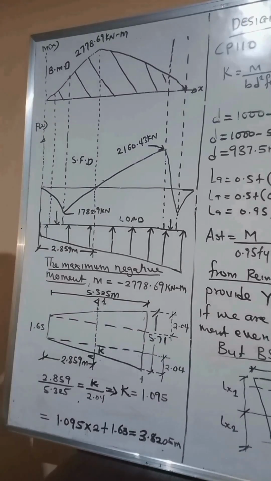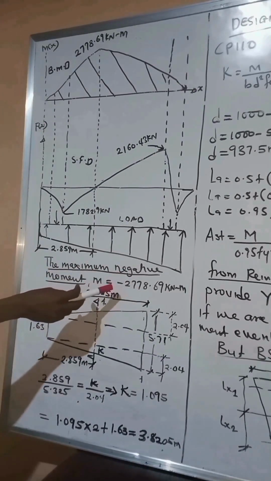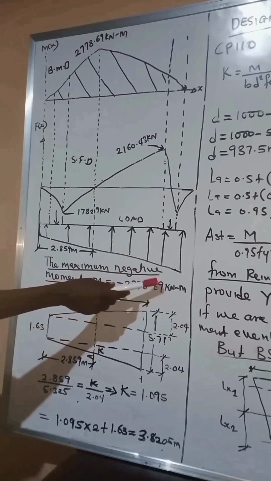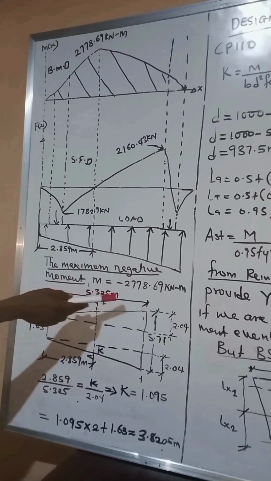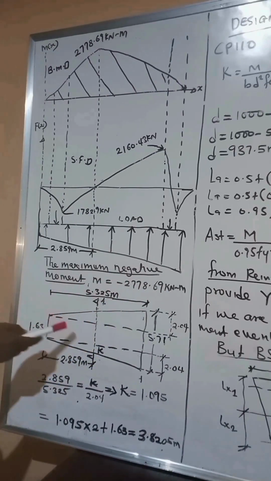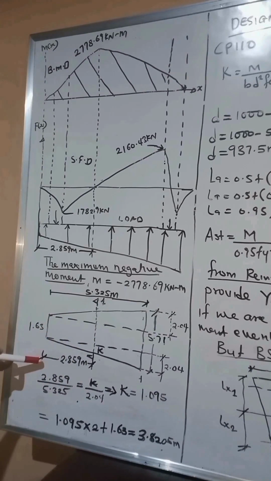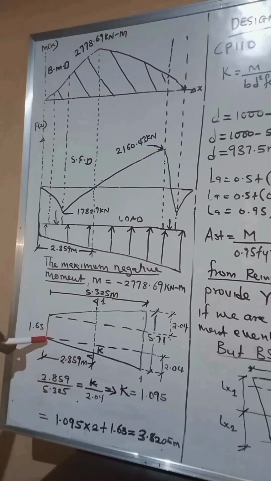So we have the maximum negative moment. We have it to be minus 277.68 kilonewton meters. If you look at the footing, the point of maximum moment is 2.859 from this end here to this point. We have the point of maximum moment.